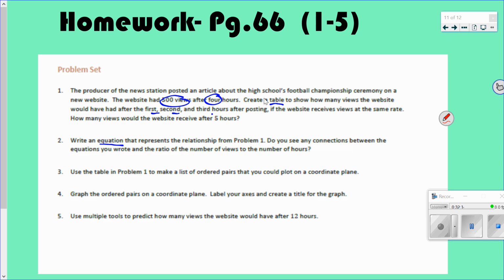You're going to use a table to make a list of ordered pairs. You're going to graph the ordered pairs, and then you're going to predict how many views there are. So multiple tools could be something like your graph and the table, which you've already created, to show me that you're using both of them to make the guess for after 12 hours.